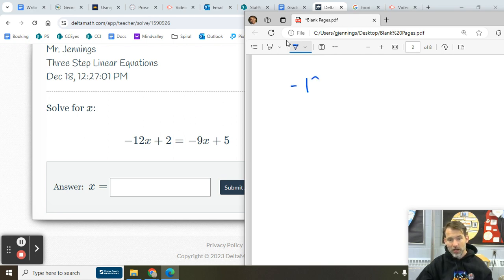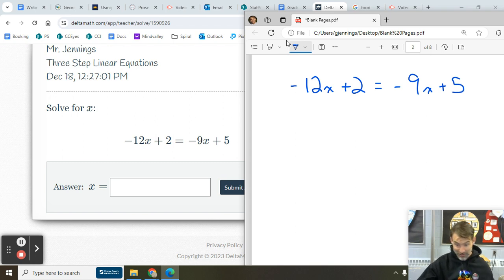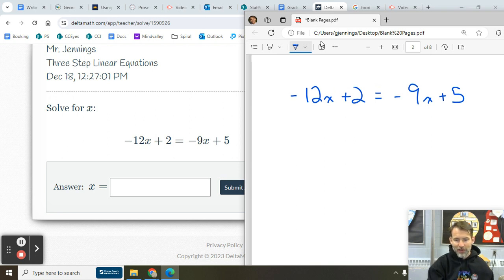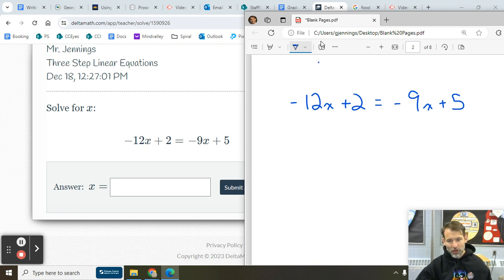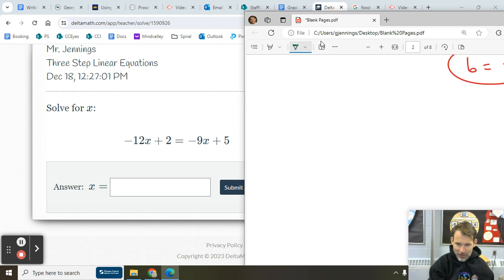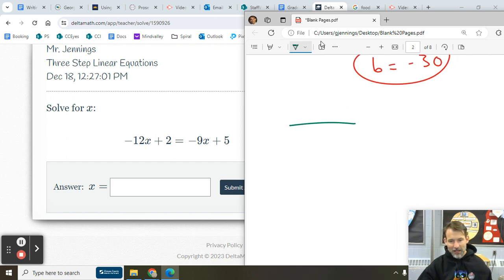Copy it out. Negative 12x plus 2 equals negative 9x plus 5. Now, we have choices, okay? Here's the situation we are facing. We don't have x in only one place. We have x's here, and we have x's here. Moreover, we've got numbers in both places. Guess what, folks? We've got numbers there and numbers there. That's weird, right?